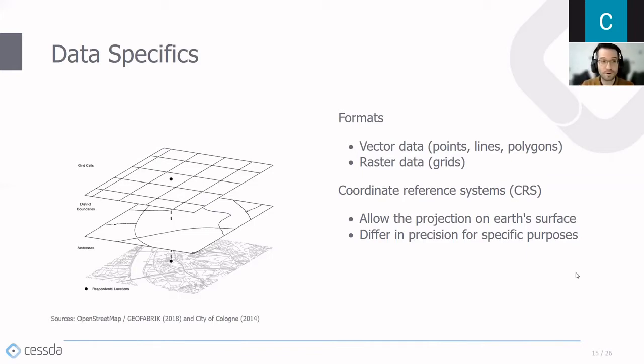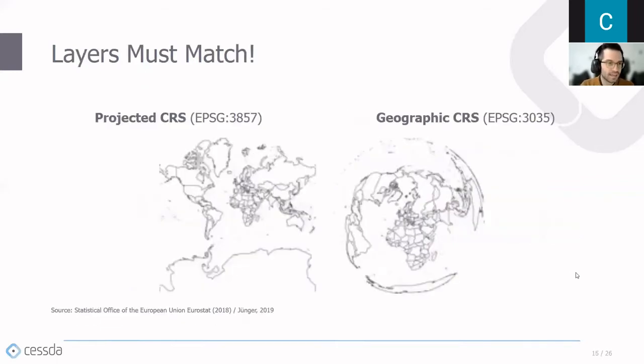Another important data specific are coordinate reference systems, or CRS. These are the actual tools or the facilitators of projecting data in one single space and also on the Earth's surface. And they differ in precision for specific purposes. So some coordinate reference systems are for, for example, navigation purposes. In these cases, it doesn't matter if it's that specific, if the duration is 1 second longer or shorter than calculated in Google Maps, for example. But there are use cases where it's really important that it's detailed. And there are actually two different types of CRS. One are projected CRS. This is something you might have seen already in the past.